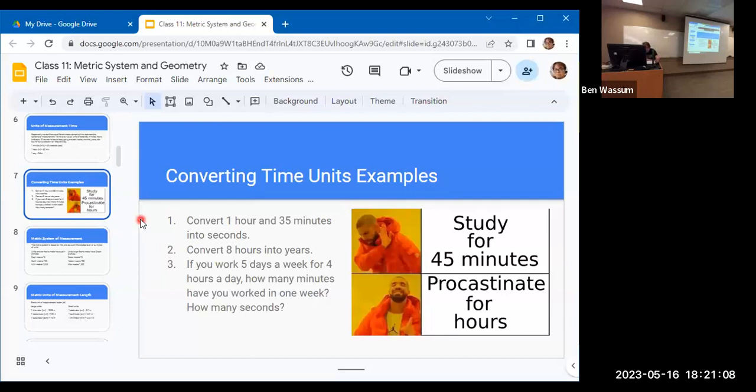So we're gonna go 1 hour and 35 minutes into seconds. That way, if your kid's acting up, you know how high he needs to count to have about 1.5 hours of free time.